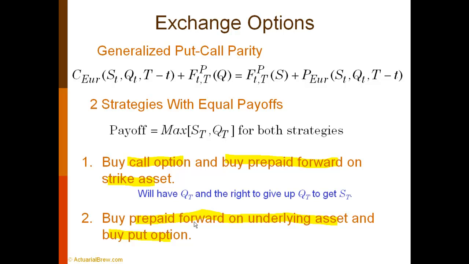So if we have the prepaid forward on the underlying asset, we're definitely going to have the underlying asset at time capital T. Well, what does that put option give us? It gives us the right to give up the underlying asset and get the strike asset. So if the underlying asset has a lower value than the strike asset, we will give up the underlying asset and we'll get the strike asset. Once again, our payoff is going to be the maximum of the value of the underlying asset and the value of the strike asset.